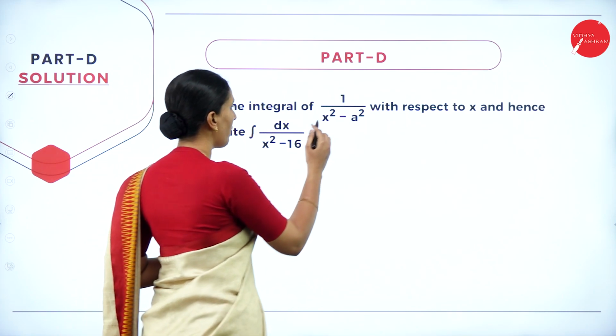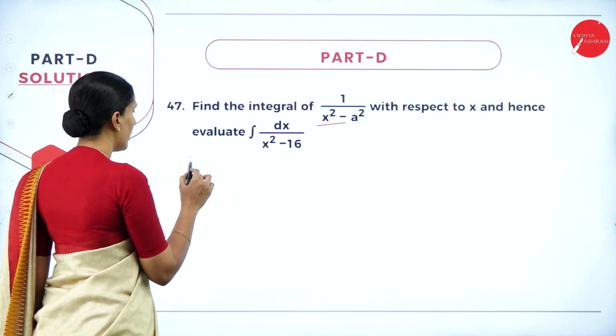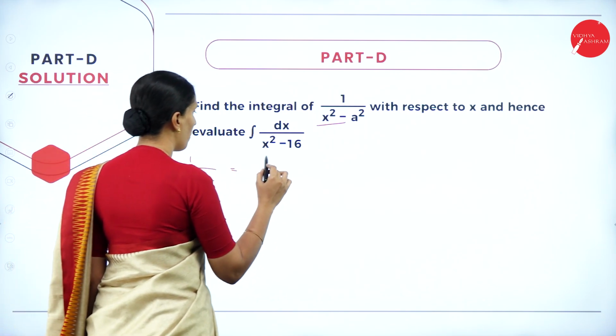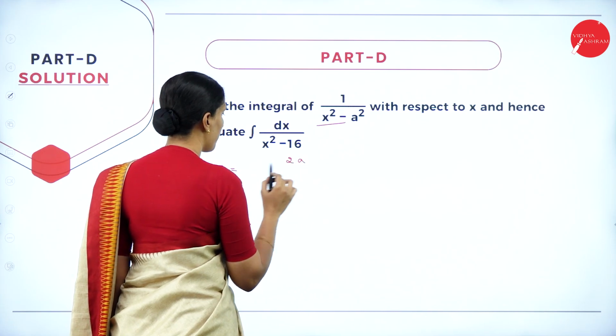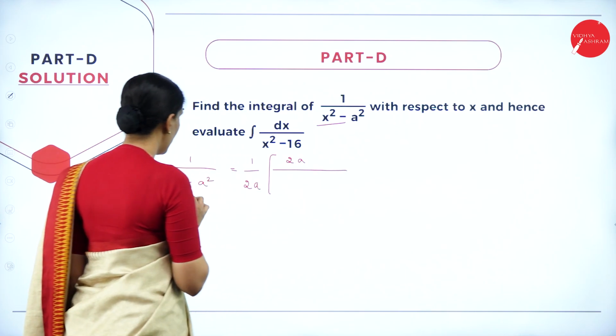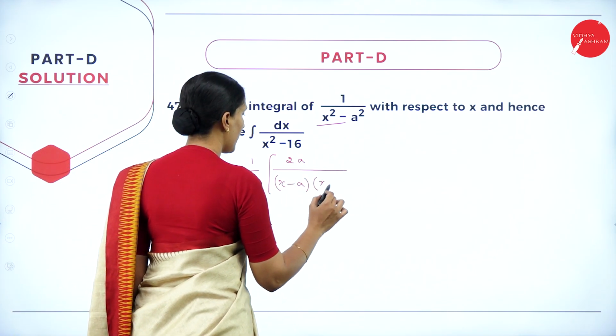Now here, let us find the proof for 1 by x square minus a square. I'll write this in the form of 2a: I'll multiply by 2a and divide by 2a. This x square minus a square, I'll write it in the form of x minus a, x plus a.